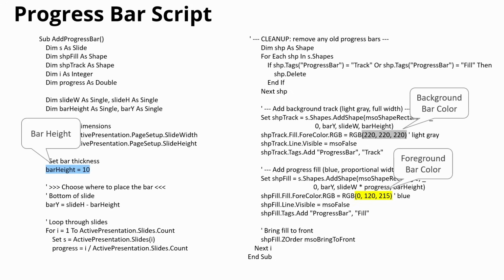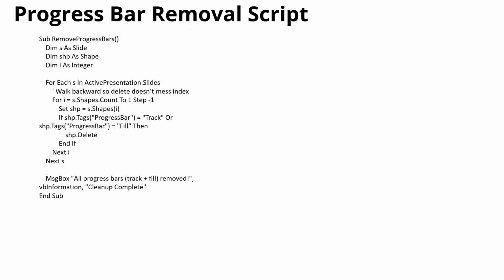One last script I have is, let's say you have run the progress bar script. It has added the progress bars throughout your deck, and for some reason you want to remove them all. Go through the same process. Just copy this script and run it. It will remove all the progress bars from all the slides.